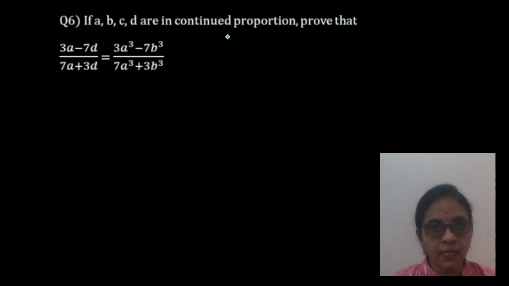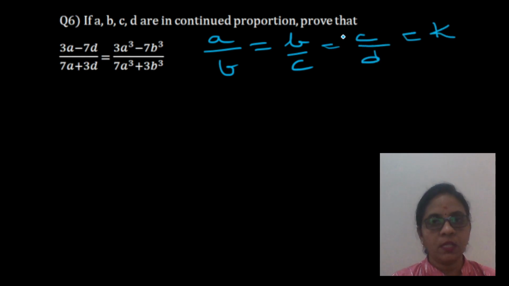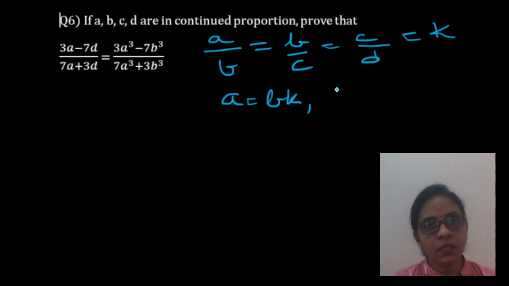A, b, c, d are in continued proportion means, children, it is a by b, there is a continuation. So you have b by c, there is a continuation. So you have c by d, which you have to equate to k. So this is to be done by the k method, where you equate each of the ratios to k. So now a becomes bk, b becomes ck and c becomes dk.